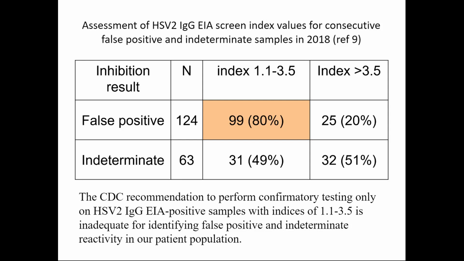Regarding 63 consecutive indeterminate samples, just over 50% of them had index values greater than 3.5. So our conclusion for this publication was that the CDC recommendation to perform confirmatory testing only on HSV-2 EIA positive samples with indexes of 1.1 to 3.5 was inadequate for identifying false positive and indeterminate reactivity in our patient population.